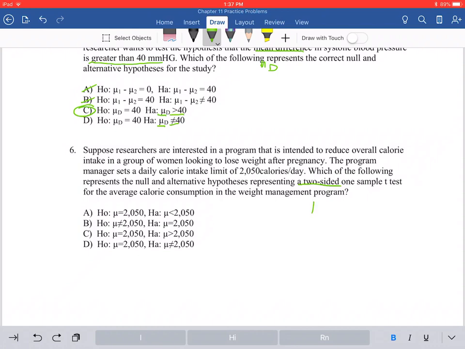All right, so if we're looking at two-sided, we know already that our alternative hypothesis is going to have a not equal to sign, because that's the only way we can have two-sided. If it's greater than or less than, it's not going to be two-sided. Those don't count.